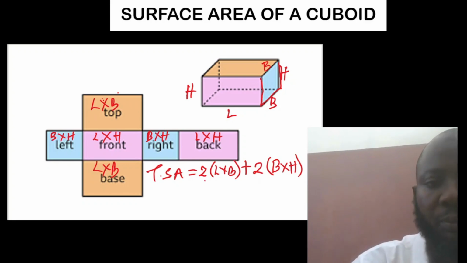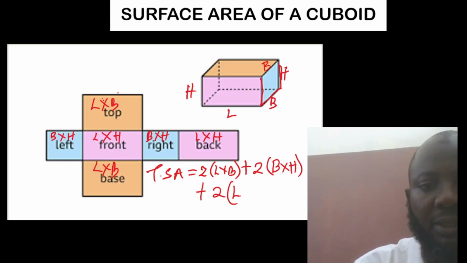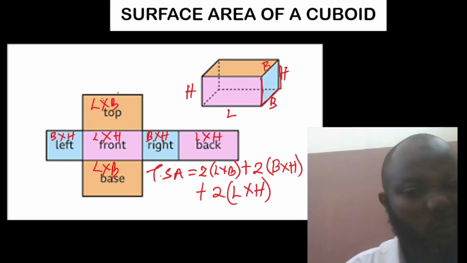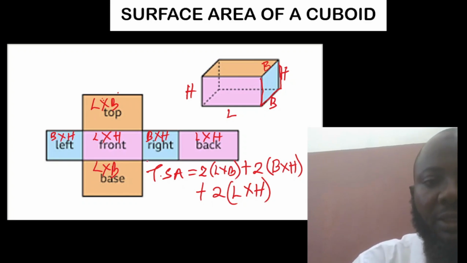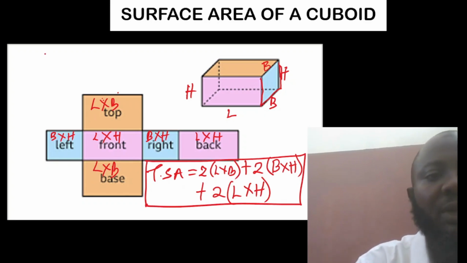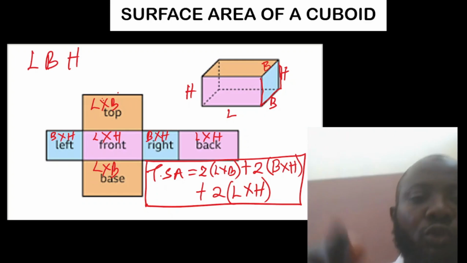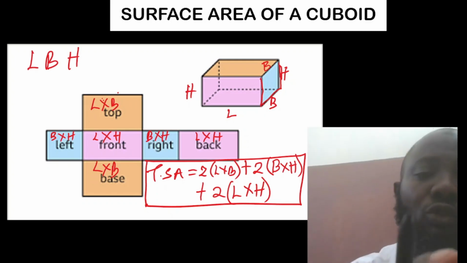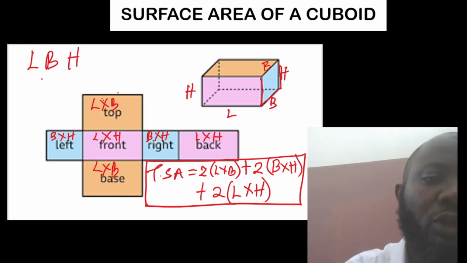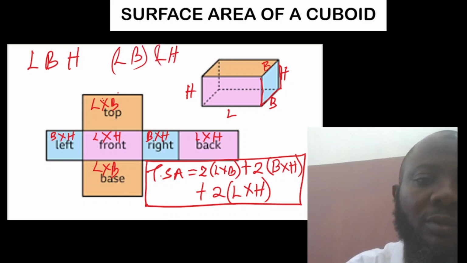So this is plus 2 into length times height. Now this is what you are going to notice. If you are finding it difficult to recall this, what you should know is that we have length, breadth, and height. We want to get the total surface area. You are going to pair them in two. So which ones are you going to have? LB, then LH. That is one.